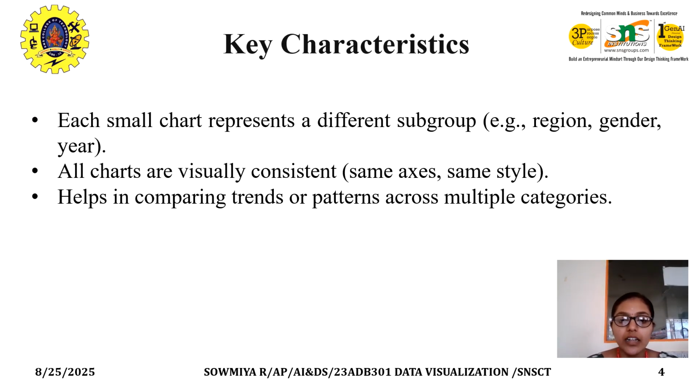Then trellis characteristics and a simple example. Show four small line charts for monthly sales in different regions. One chart per subgroup, consistent visual design, and great for spotting the trends side by side. For example, if you want to see how monthly sales differ across four regions, you don't cram them into one messy chart. Instead, you make four neat line charts. That is the trellis concept.